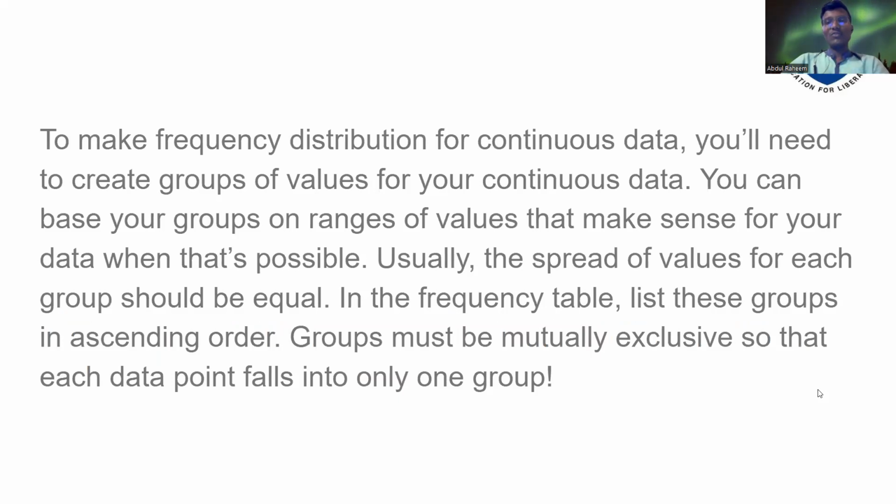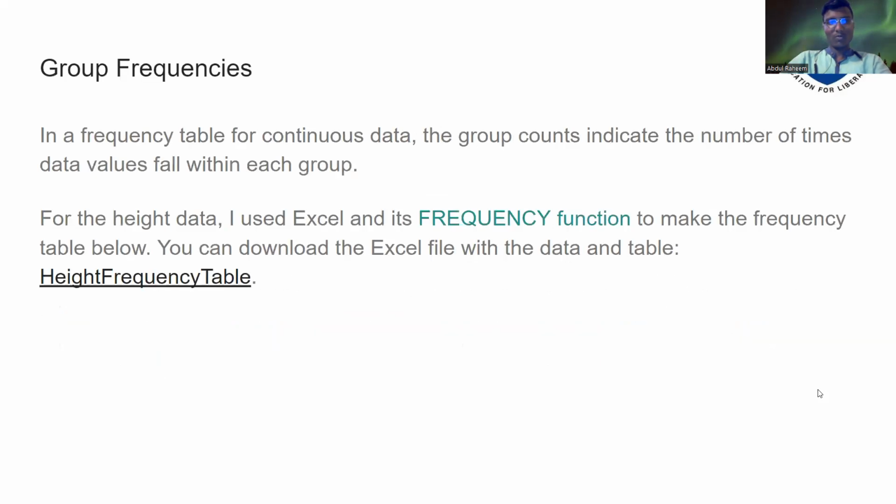To make a frequency distribution for continuous data, you'll need to create groups of values for your continuous data. You can base your groups on a range of values that make sense for your data when that's possible. Usually the spread of values for each group should be equal. In a frequency table, list these groups in ascending order. Groups must be mutually exclusive so that each data point falls into only one group.